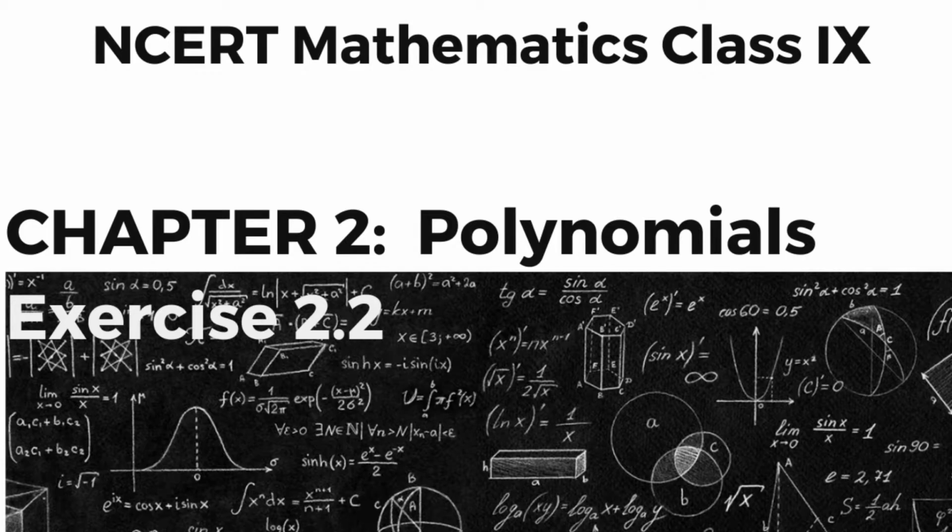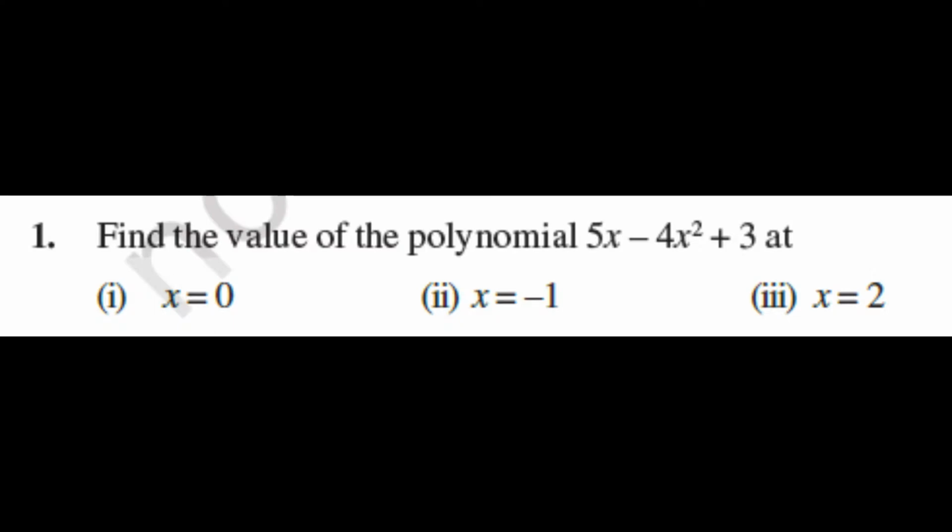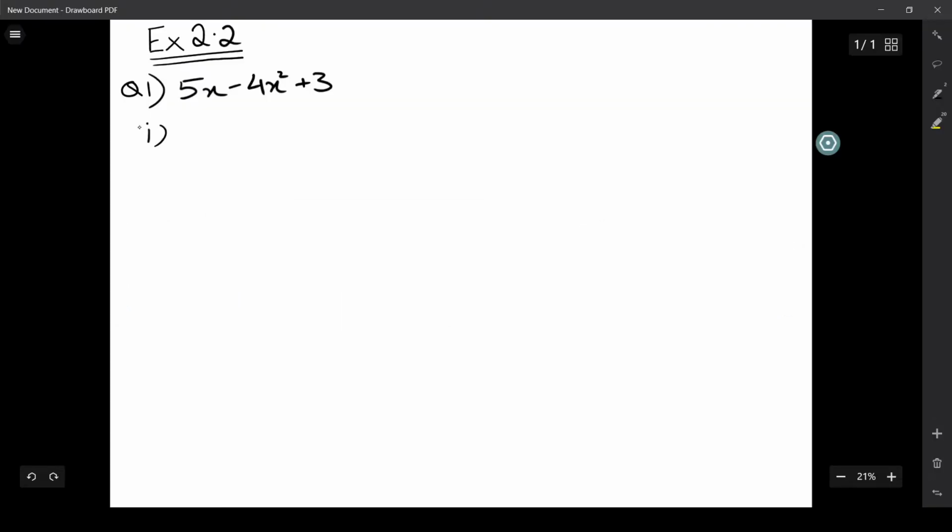Today we'll be doing exercise 2.2 from the chapter Polynomials of Class 9 NCERT Mathematics. So let's get straight to it. Question 1 of the exercise says find the value of the polynomial 5x minus 4x square plus 3 at the following points. The first one being x equal to 0.